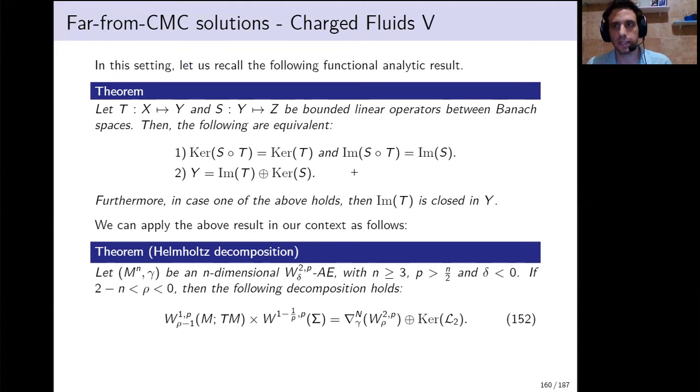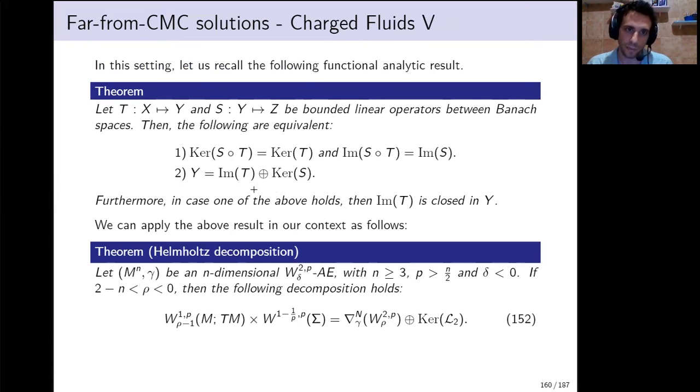This is a functional analytic result that basically tells us that if we have two maps here, T and S, and the range of one lies within the domain of the second one, then we can form the composition, and these two properties become equivalent. The first one says that the kernel of the composition has the same kernel as the first map, and the range of the composition has the same range as the second map. And the second property says that actually the intermediary space, here denoted by Y, is split between the image of the first map and the kernel of the second map.